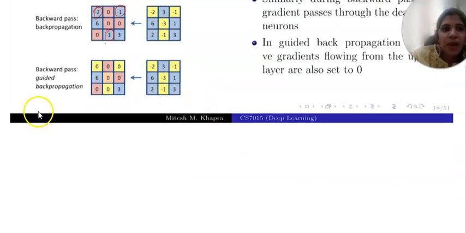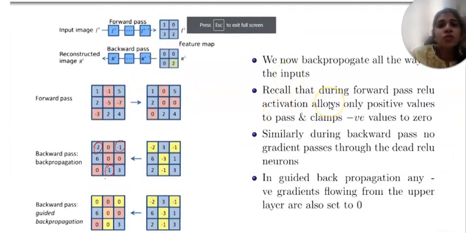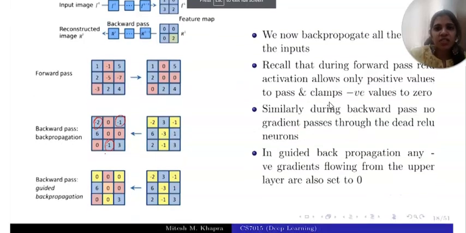So here is the backward pass with guided backpropagation. Here all values will be 0, but we remain with 6, 3, all these positive values. Recall that during the forward pass, the ReLU activation function allows only positive values to pass and clamps down the negative values. Similarly, during the backward pass, no gradient passes through the dead ReLU neurons. Dead ReLU neurons means zeros, so it cannot pass through. Those values will again become zero.